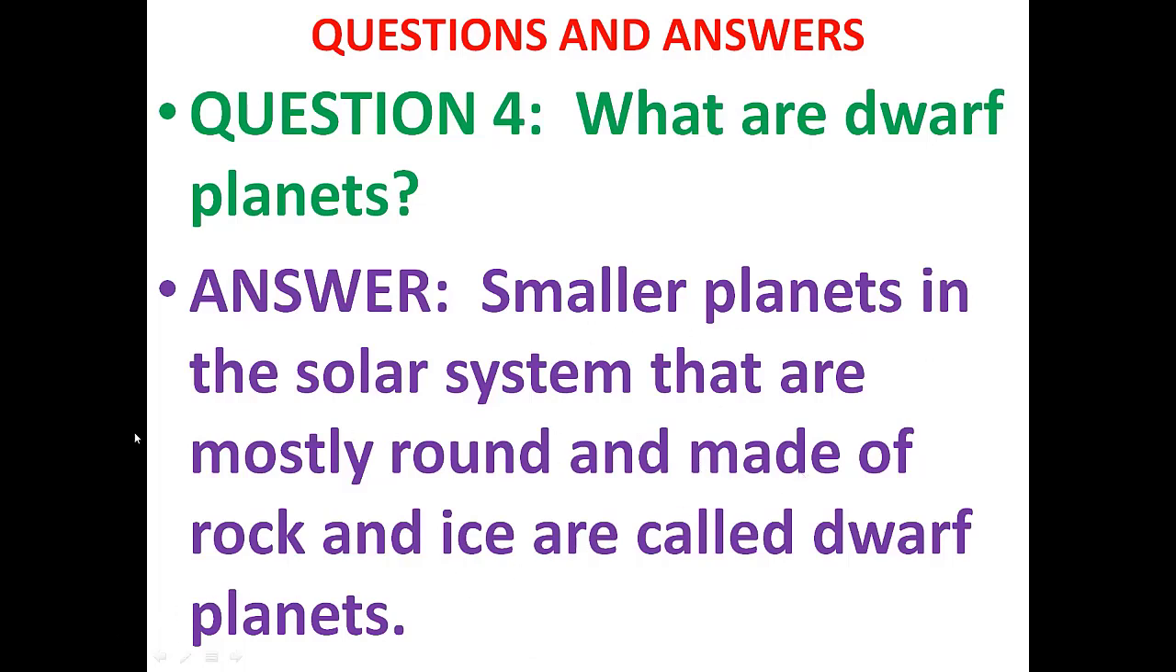The smaller planets in the solar system that are mostly round and made of rock and ice are called dwarf planets. Pluto is a dwarf planet, but for around 76 years it was included as the ninth planet. Later on it was removed from the list of the nine planets. Now the total planets are eight. The ninth planet was Pluto, but it was removed from the list and is included under dwarf planets.